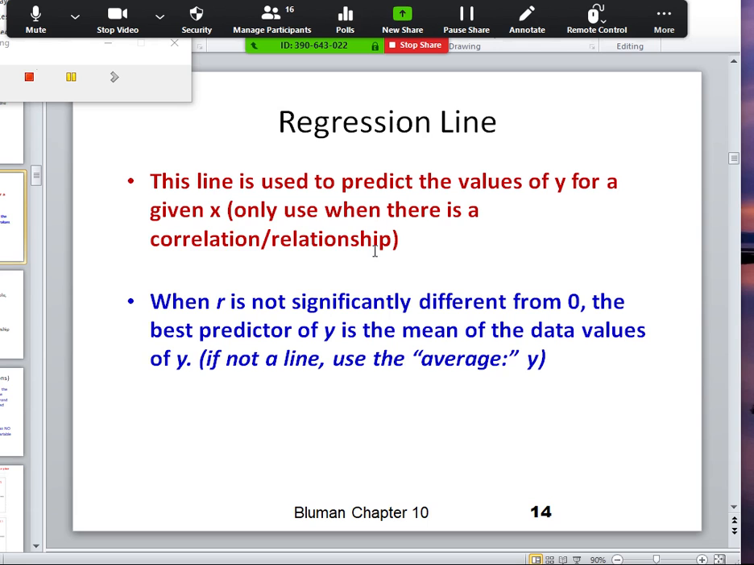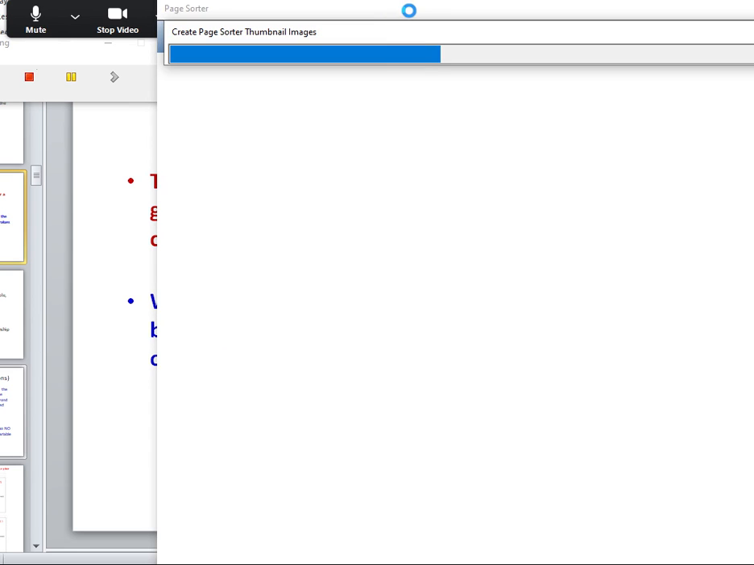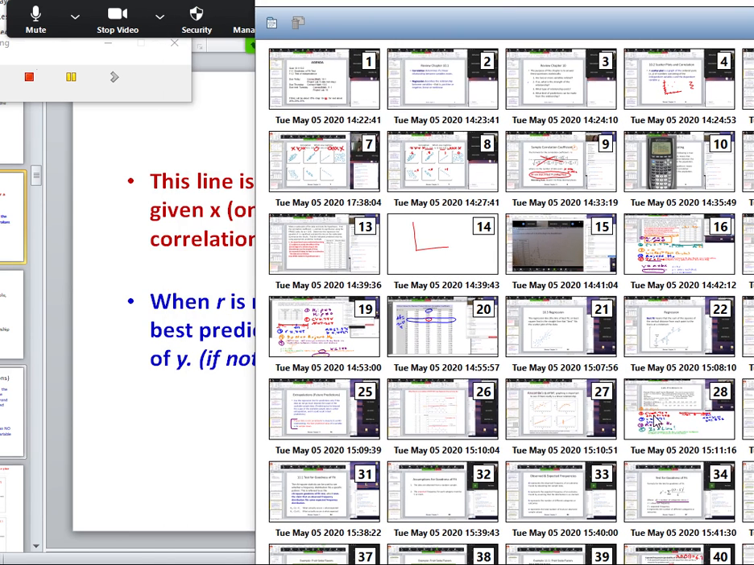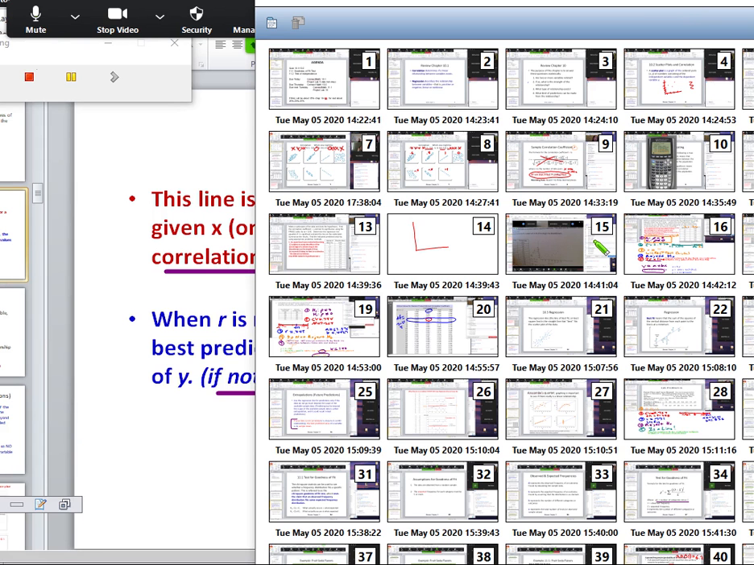So we use that regression line to predict values of y for a given x, only when there's a relationship. So I can only do this when x and y are related. In other words, when their correlation is close to 1 or negative 1. In other words, when I rejected h naught. So if I reject h naught, then I can use that. When r is not significantly different from 0, let me pull up that slide. That might make things a little bit easier for you.